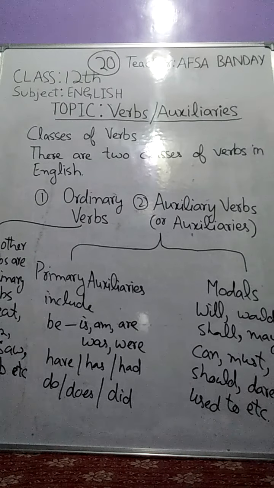In the case of primary auxiliaries, we have the present forms of be, that is, am, is, and are, and then the past forms of be, that's was and were, and also we have has and have, and we also have had, and then we have another three verbs, do and does, present forms, and did, that's their past form.